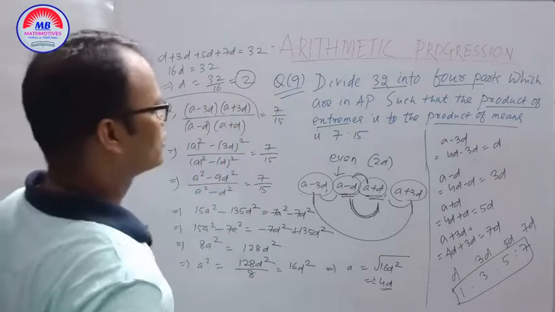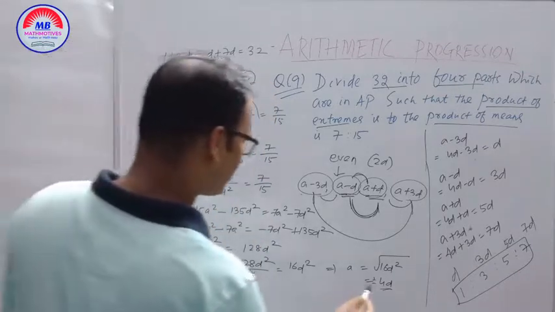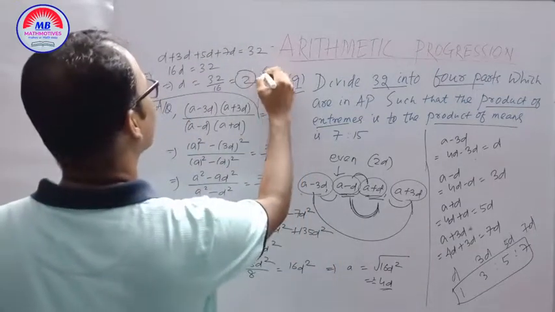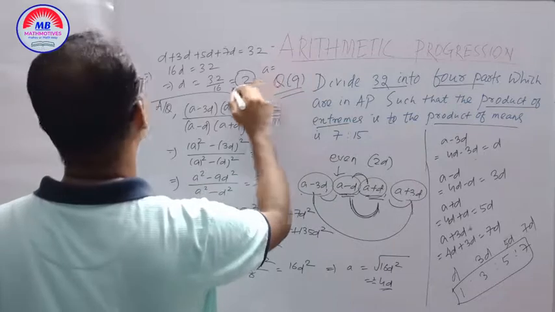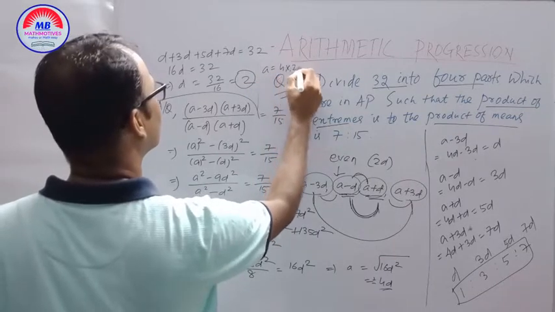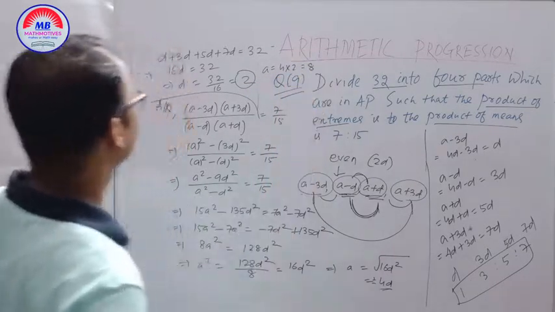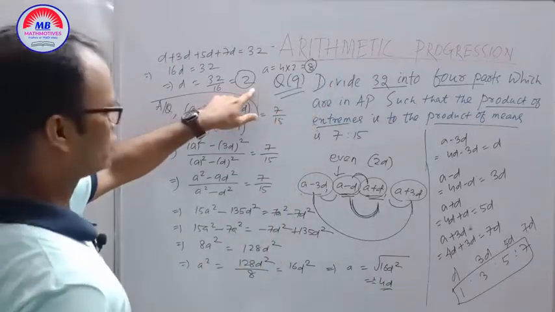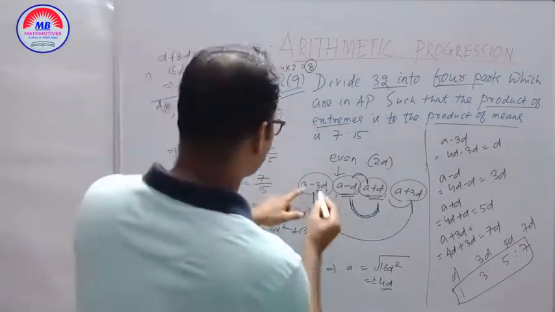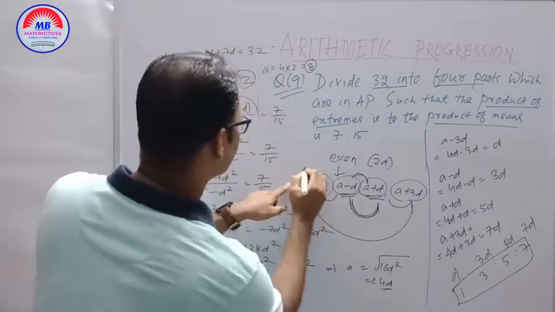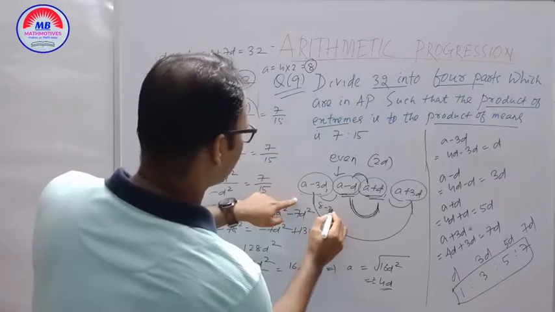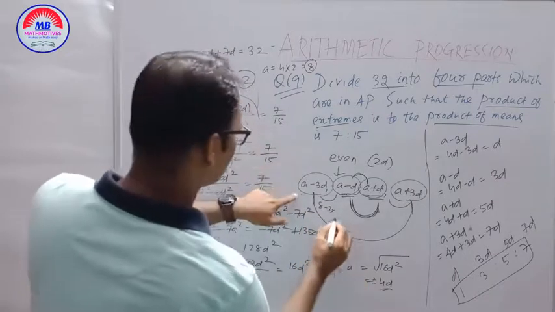D is 2. A is 4d. So A equal to 4 into 2 equal to 8. A equal to 8, d equal to 2. Okay, so terms you write a minus 3d. A is what? A is 8. 8 minus 3 into d, d is 2.